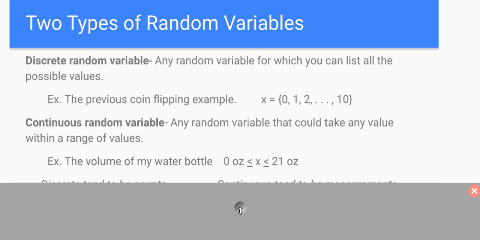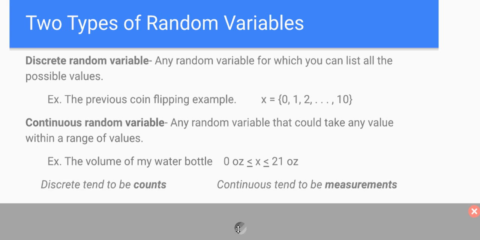Usually, discrete variables tend to be counts, and continuous tend to be measurements. It's kind of like when we were talking about quantitative versus categorical variables, right? When we're talking about quantitative, those tend to be measurements, and when we talk about categorical, we tend to be counting them.